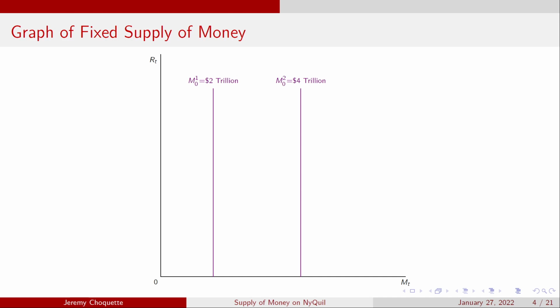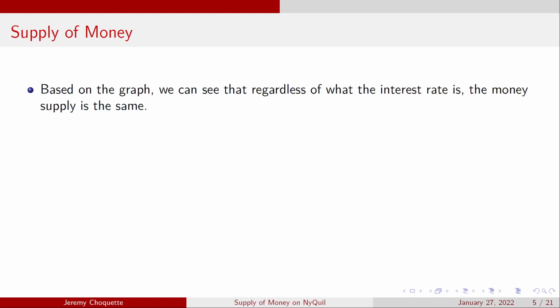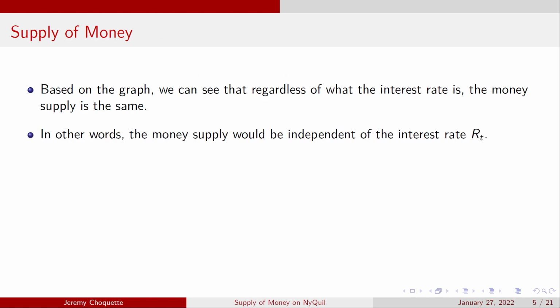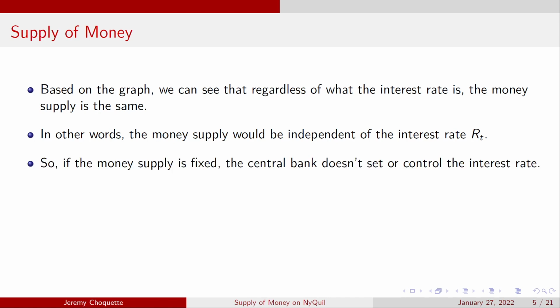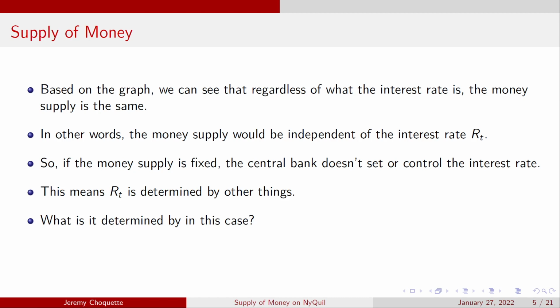Now, when you look at this, note that it's fixed. The money supply is going to be the same regardless of what the interest rate is. In other words, the money supply is independent of the interest rate, capital R. Remember, it's capital R because it's the nominal interest rate, not the real interest rate. So if the money supply is fixed, then the central bank doesn't set or control the interest rate, which would mean that the nominal rate would be determined by other things.